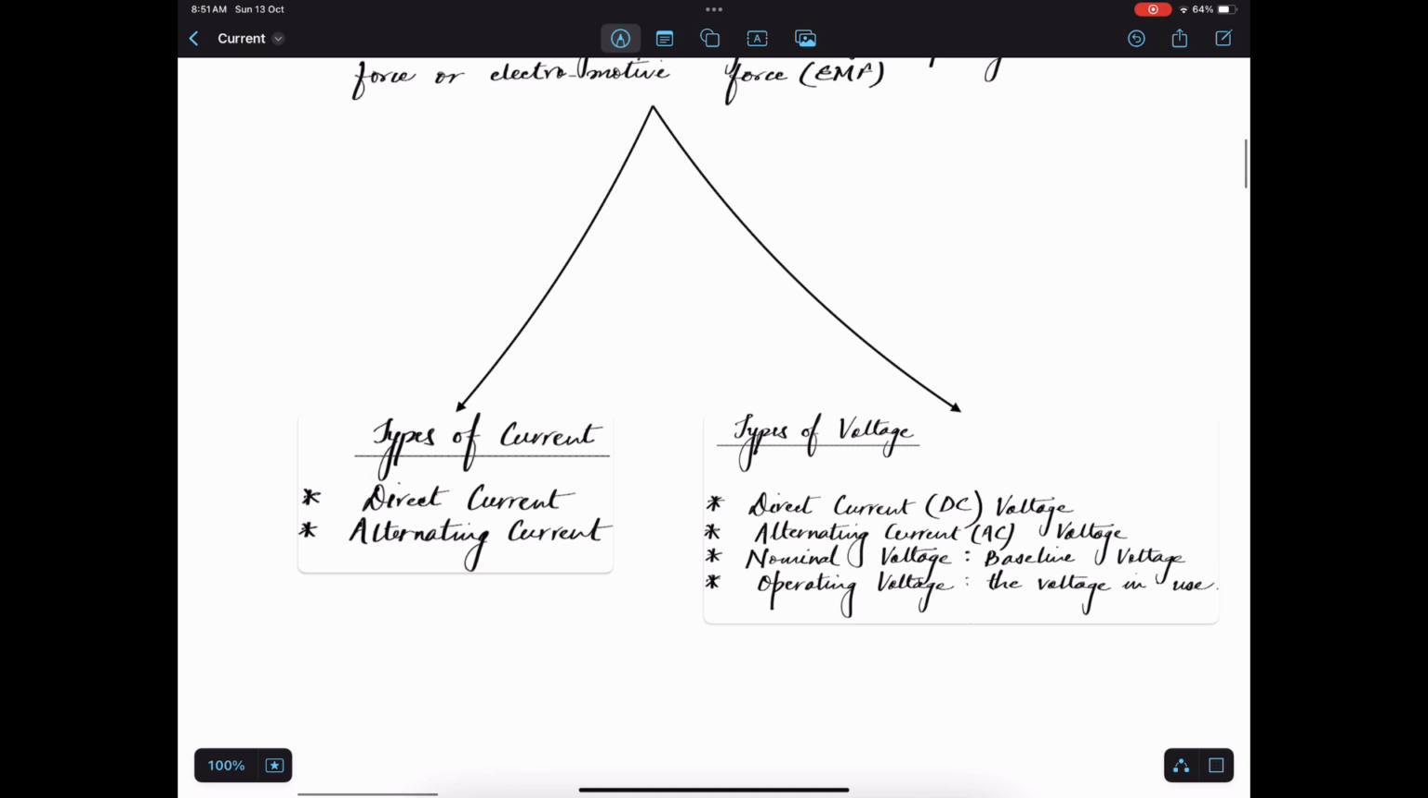I'll go back to this image again. So, types of current, just to recap: DC, direct current, and AC, alternating current. The voltage that produces the direct current is called direct current voltage or DC voltage, and the voltage for AC is AC voltage.